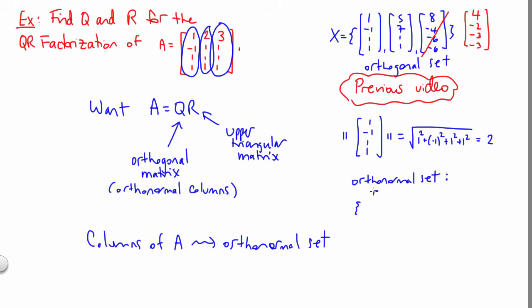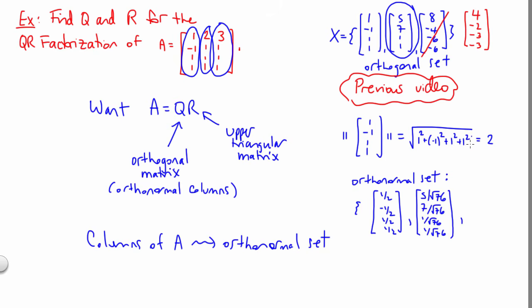So this is what our orthonormal set is going to look like. That first vector will be divided through by 2. And in a similar way, we can calculate the length of this second vector here to be root 76. So the normalized version of this vector will look like this. And if we look at the simplified version of this third vector here, its length is root 38. So the normalized version of that vector will look like this.